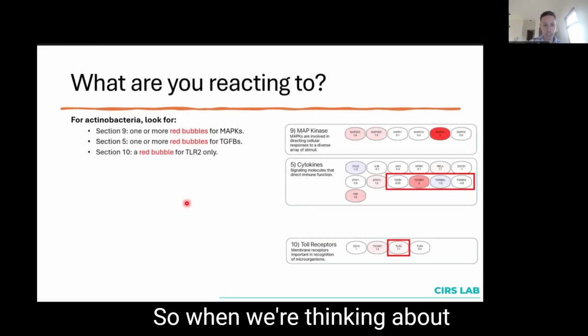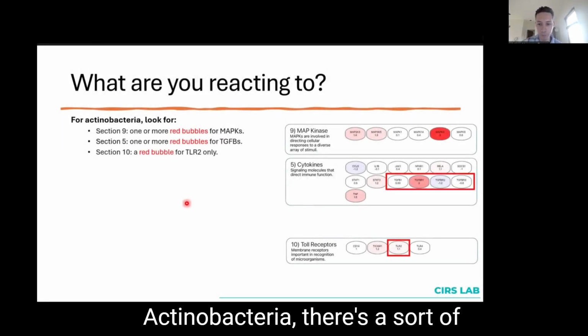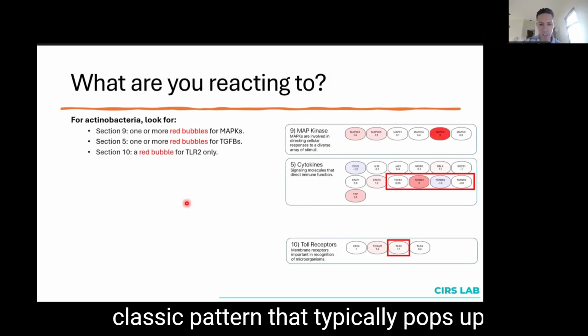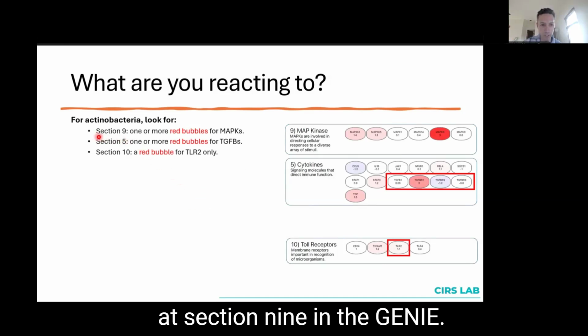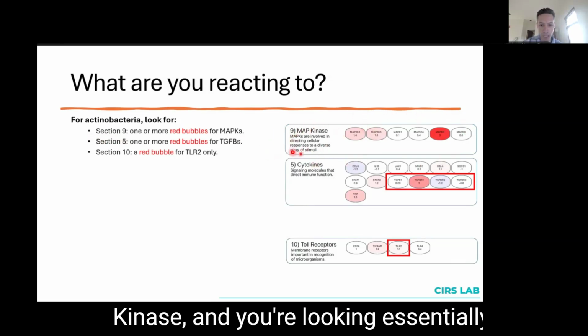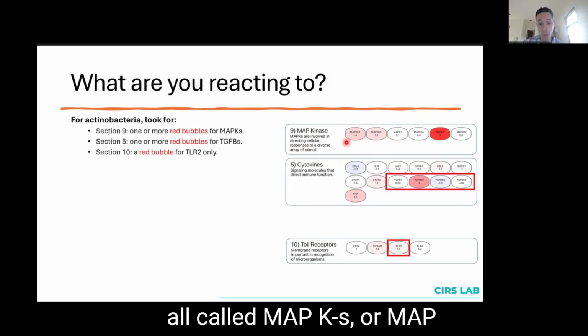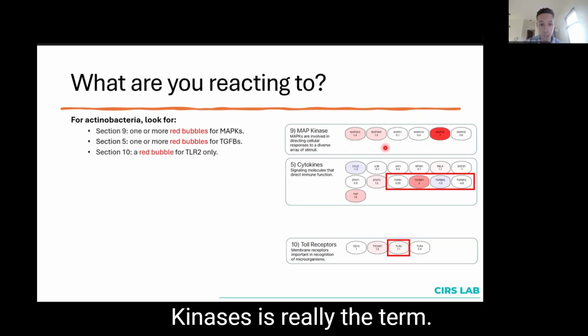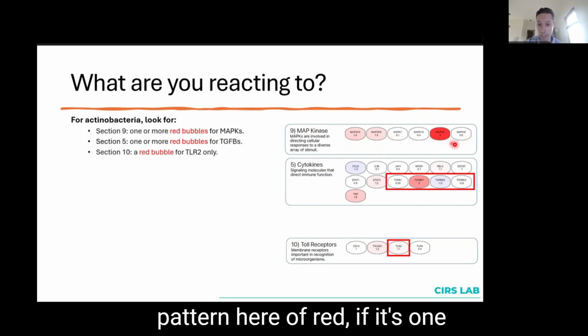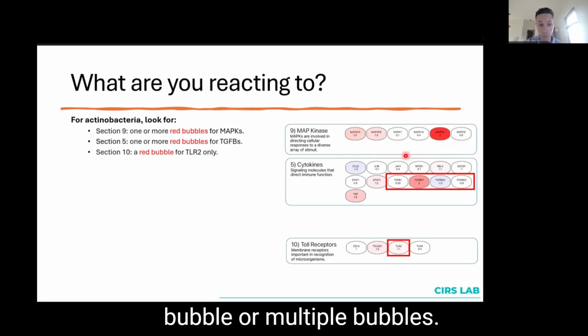So when we're thinking about actinobacteria, there's a classic pattern that typically pops up. You're going to be looking at section 9 in the GENIE, the section called MAP kinase. You're looking essentially for at least one or multiple red bubbles. You can see these are all called MAPKs, or MAP kinases is really the term. So you're looking for a pattern of red, if it's one bubble or multiple bubbles.